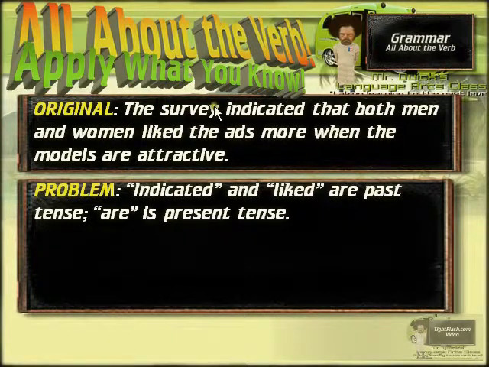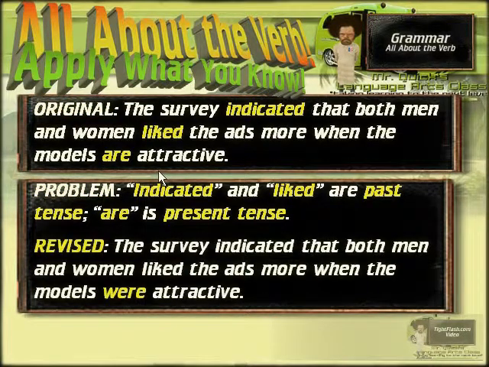Men and women liked the ads. So then we got past, and then we got present. Well, that's a problem, because if we got past and past, we need to change the last one to past, or we need to change the first two to present. And I think what we're going to do here is just change the last one to past. Now, this is going into the whole idea of shift in verb tense. This is an excellent example of shift in verb tense, towards the end of our sentence.